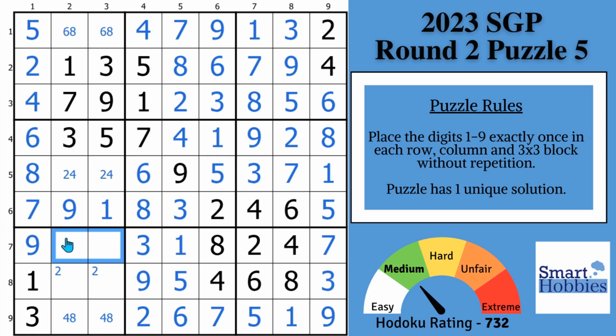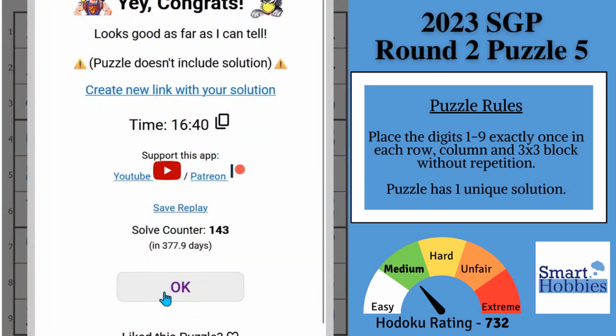Just need a 5 and 6 right here. Because of this 5, that's a 5, that's a 6, which will allow you to solve the 6, 8 right there. Clean up the 8 and 4 right here. Clean up that 4 and 2 right here. I know that's got to be the 2, and our last digit is a 7.